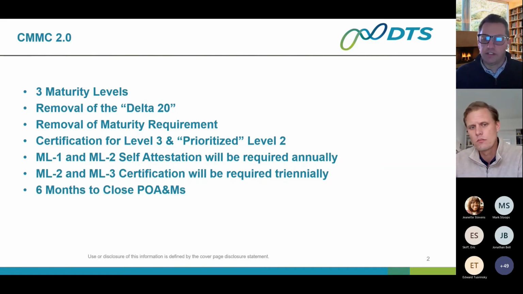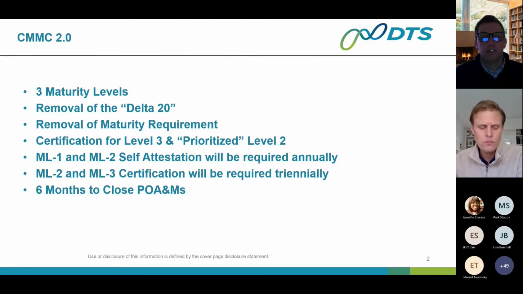Basically, in my opinion, this is to help facilitate business and make sure that it doesn't slow down the DIB and the work that the DoD is trying to do with industry. Now, there will be limitations to this POAM. What those limitations are, which controls they are specifically, is not clear, but there will be certain controls that cannot go onto the POAM. That much we do know. What we don't know is what those controls are.